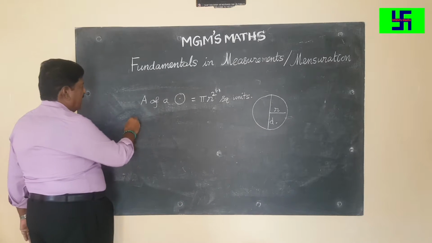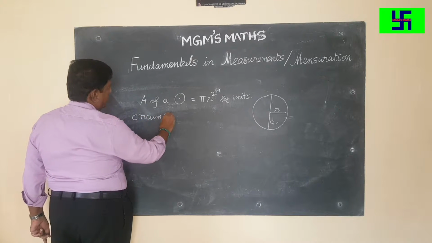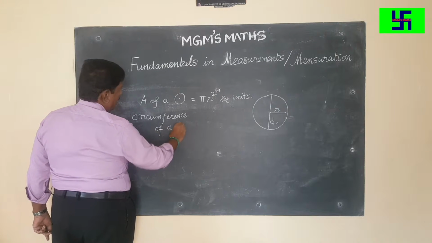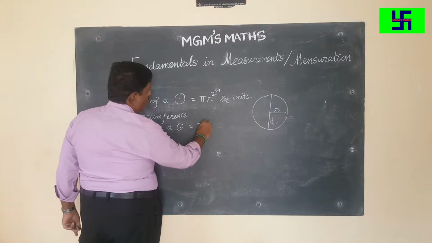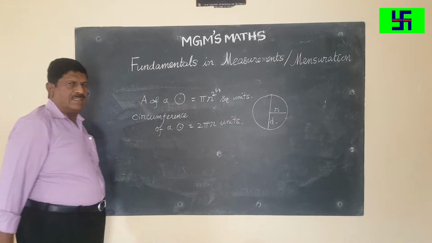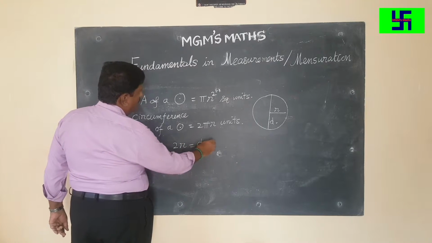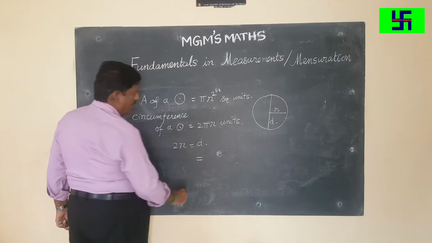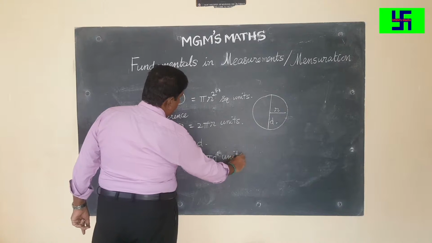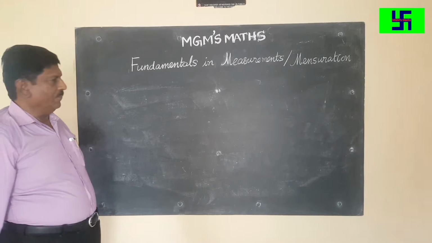What is the circumference of the circle? Circumference of a circle is equal to 2 pi r units. Since 2 times the radius make the diameter, that can be written as pi d units also. Let us move on to an equilateral triangle.